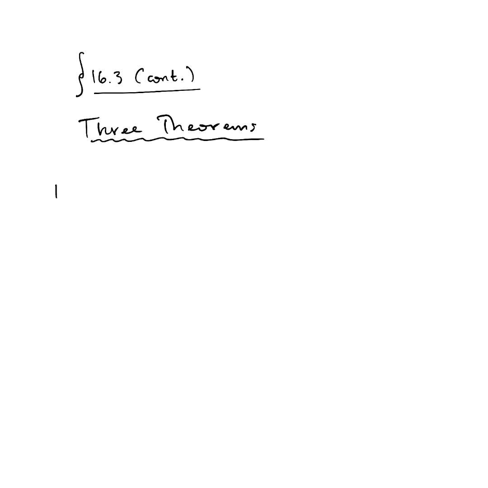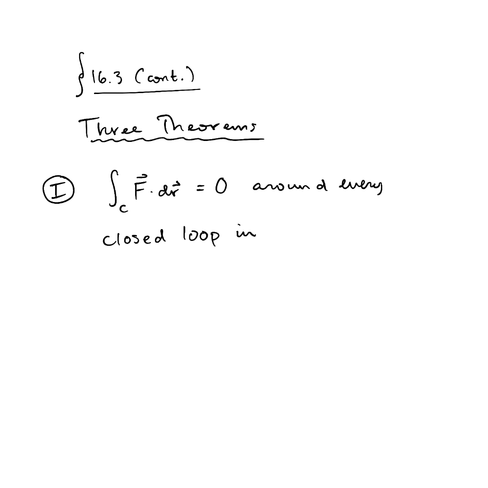Theorem 1. Theorem 1 says that the line integral of a vector field F dot dr comes out 0 around every closed loop in whatever the domain D is, if and only if the vector field is conservative on D.